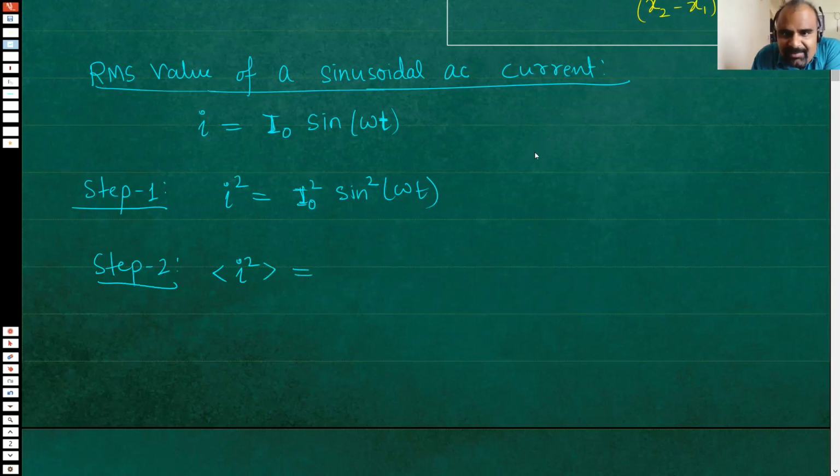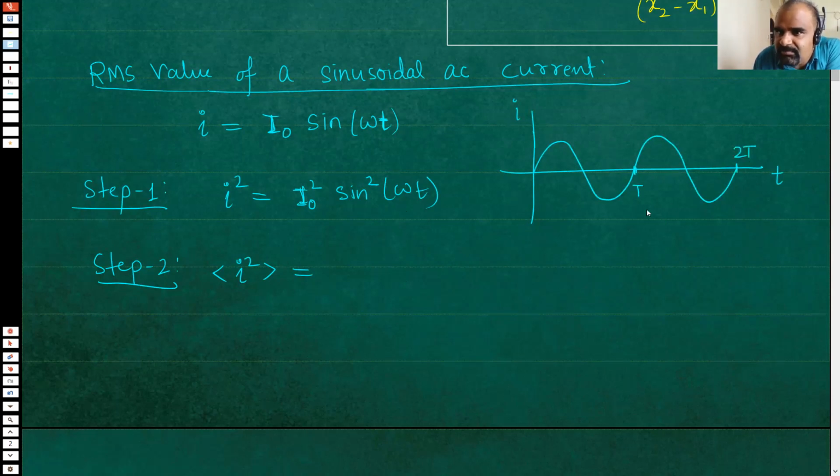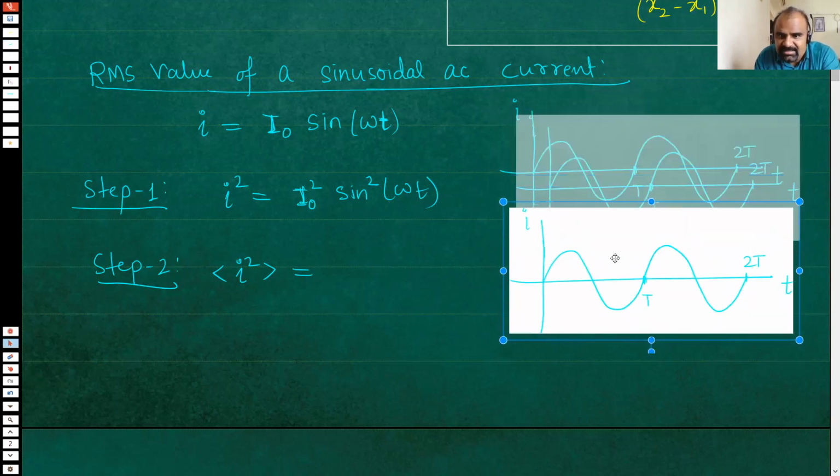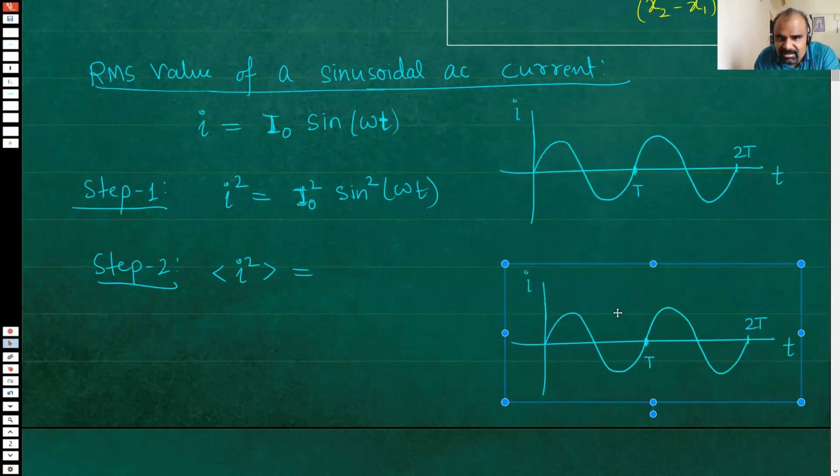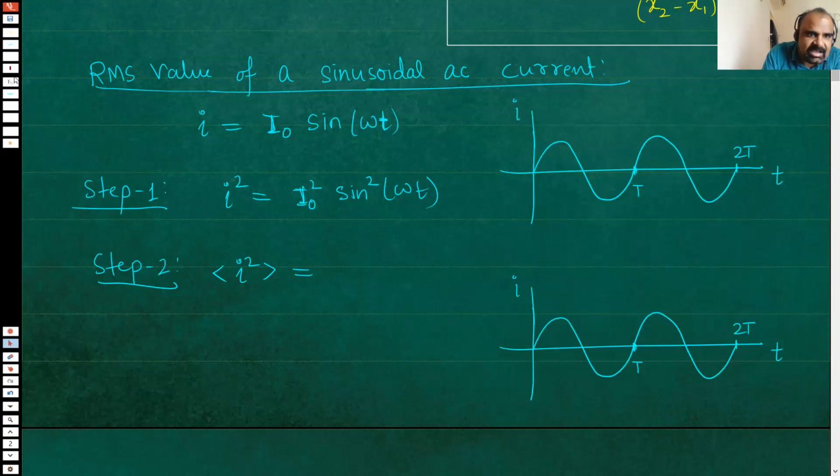Now I will also draw a graph here. So this was the current versus time graph, and suppose the graph was like this. This is one time period, this is two time periods. Now I want to draw another graph, but this graph is not the current versus time graph. This graph is the current square versus time graph.